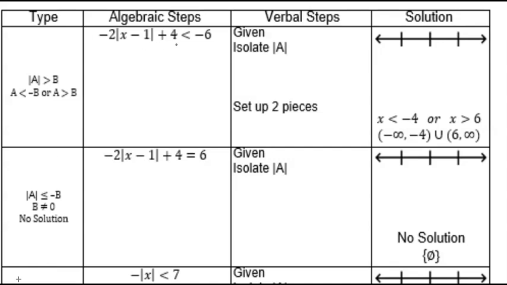We're given the inequality -2 times absolute value of x minus 1, plus 4, is less than -6. We will isolate the absolute value. To do that, subtract 4 from each side.